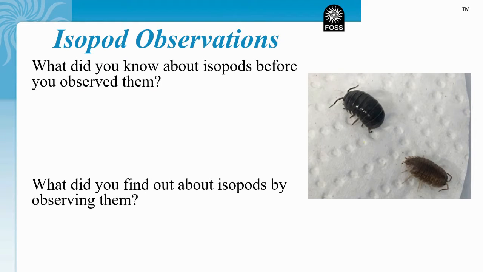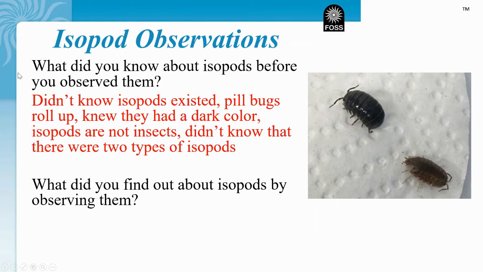Yesterday, we observed a couple of isopods. Do you remember what they were called? This is the pill bug, and this is a sow bug. Let's review our questions from yesterday's Jamboard activity. Question 1. What did you know about isopods before you observed them?